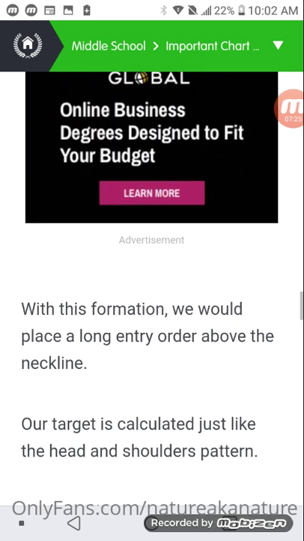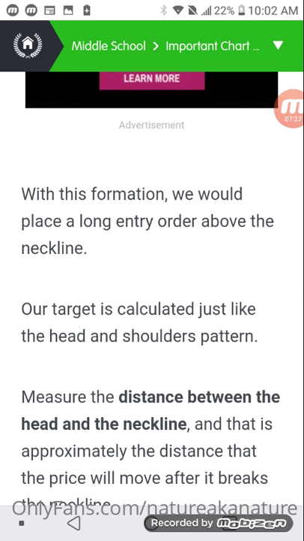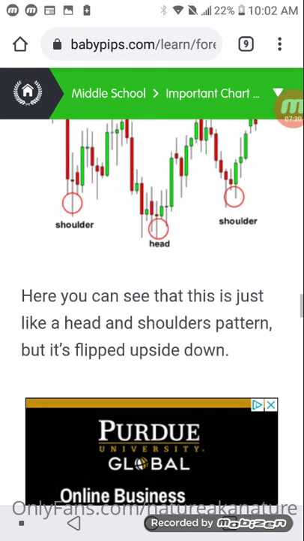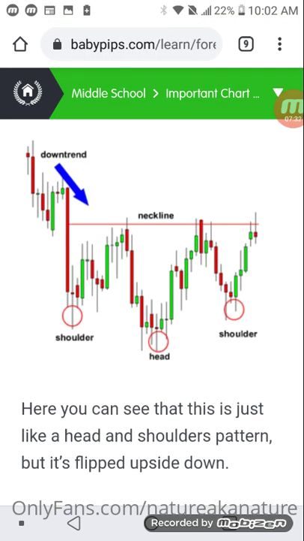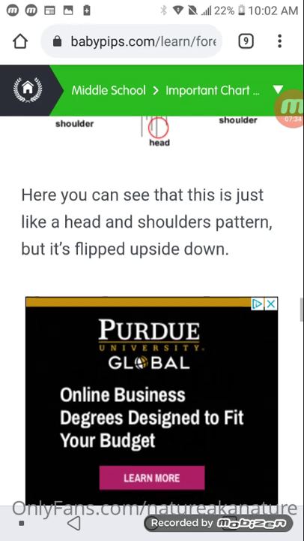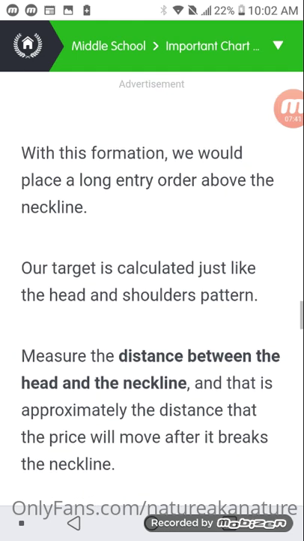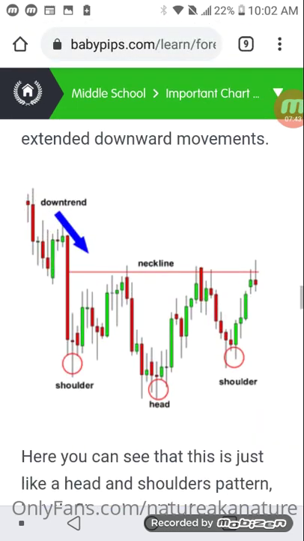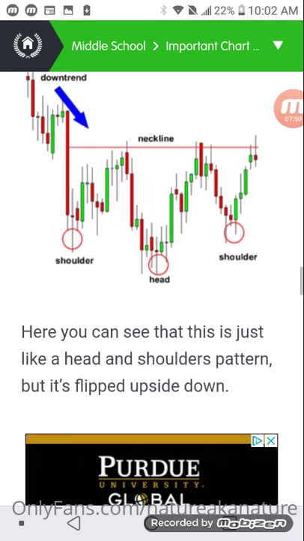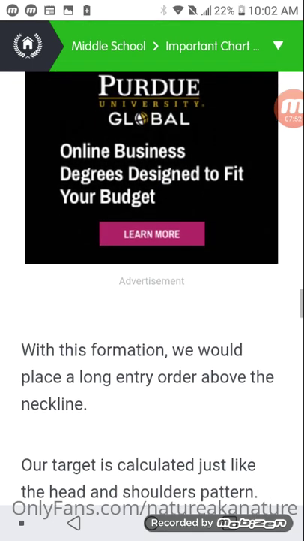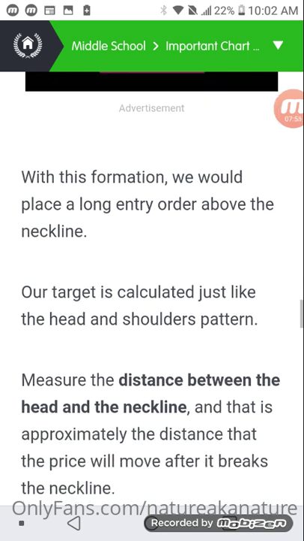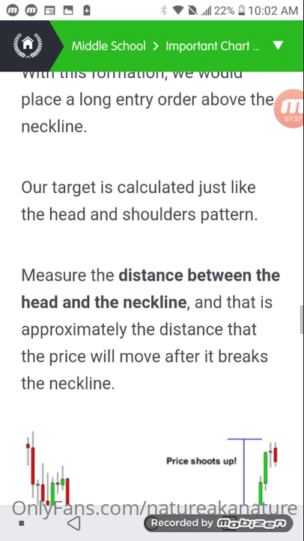How do we measure this? With the formation, we place a long entry above the neckline. So a long entry for buys above the neckline. And our target is calculated just like the head and shoulder patterns. Measure the distance between the head and the neckline. So we look at the head and the neckline, and we can measure that. Then we can measure the momentum of price moving upwards. With this formation, we place our long entry above the neckline.